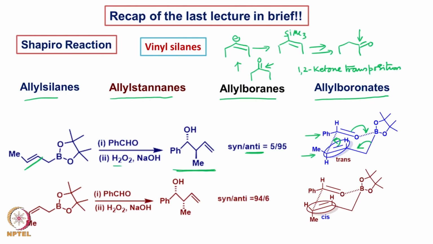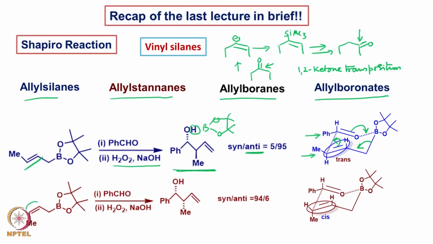We have used hydrogen peroxide and sodium hydroxide as a reagent, basically because the product that will form will have a boron. So basically instead of having hydrogen here, first it will be a boron which then needs to be removed oxidatively, and that is the role of the hydrogen peroxide and sodium hydroxide.